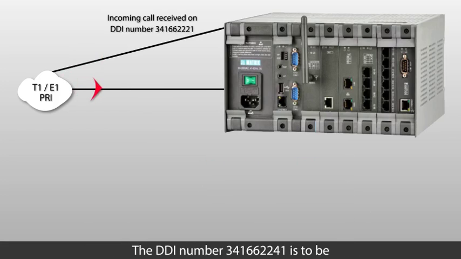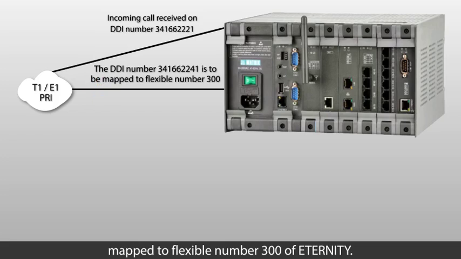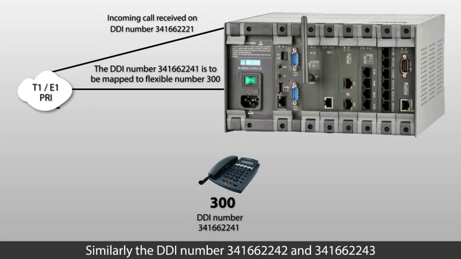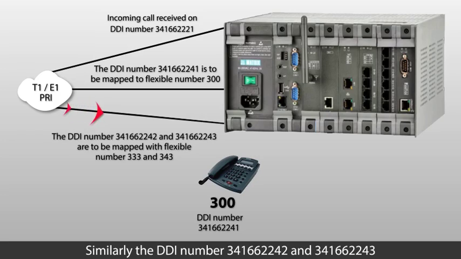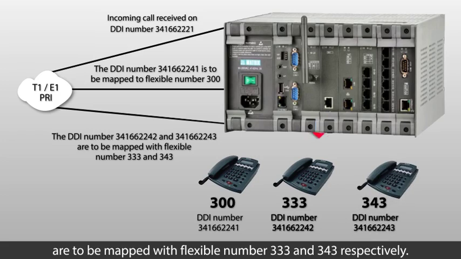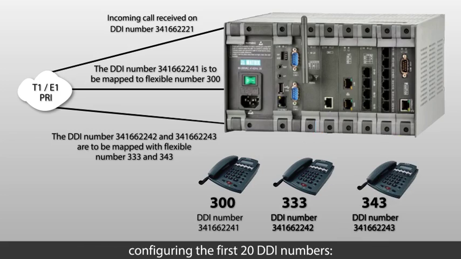The DDI number 341662241 is to be mapped to flexible number 300 of the Eternity. Similarly, the DDI numbers 341662242 and 341662243 are to be mapped with flexible numbers 333 and 343 respectively, configuring the first 20 DDI numbers.